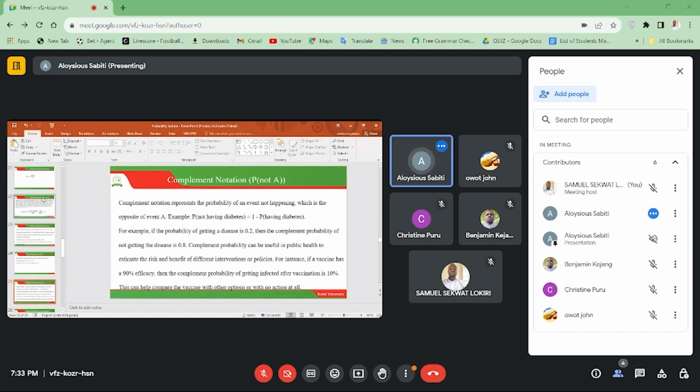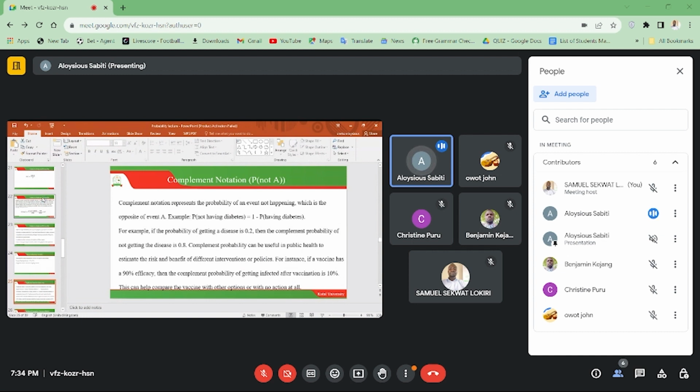Then, to get the probability of not having diabetes, you would say it is 1 minus the probability of having diabetes. So that is what we call a complementary notation, meaning we're looking at the opposite of the event. What is the probability of being pregnant? Then the other notation is the probability of not being pregnant.